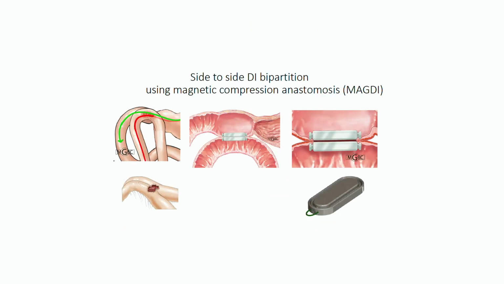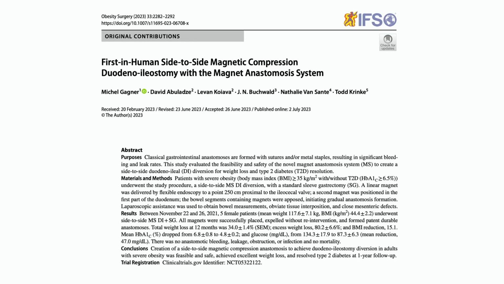So this is a cartoon showing the side-to-side anastomosis and compression, and it's reproducing a linear anastomosis stapling with closure, but the compression happens over several weeks, and then the magnets will pass into the distal ileum.